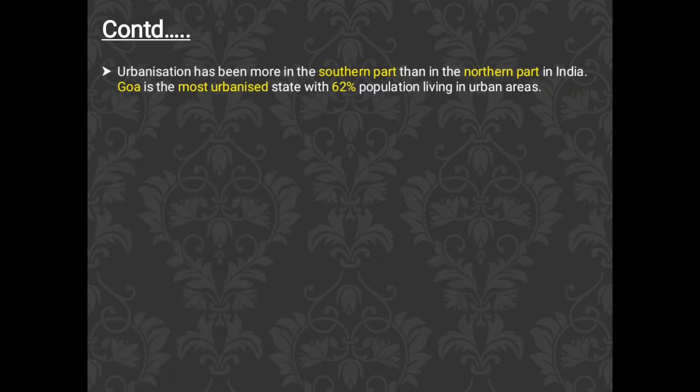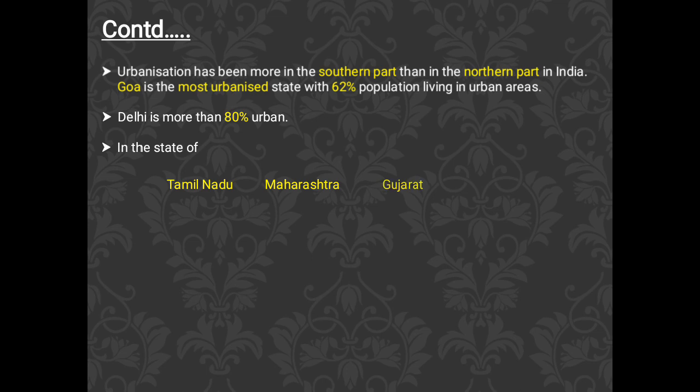Urbanization has been more in the southern part than in the northern part in India. Goa is the most urbanized state with 62% population living in urban areas. Delhi is more than 80% urban. In the states of Tamil Nadu, Maharashtra, Gujarat, Kerala, urbanization is more.